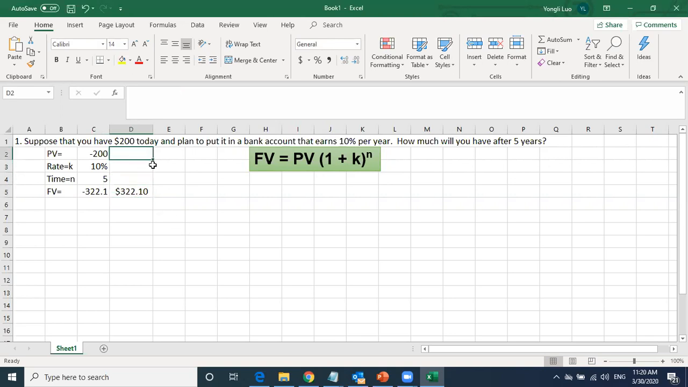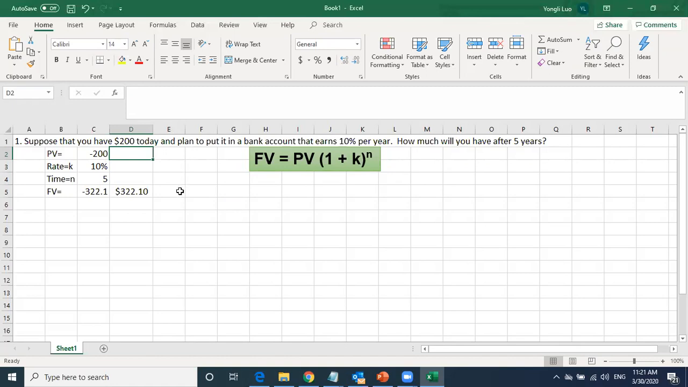So the future value will be positive. Why is this a cash outflow? The present value we consider to be your investment, and the future value we typically consider to be your revenue or your profit. So it's a cash flow out and a cash flow in; they go in different directions. I hope you understand this. Any questions? Feel free to ask me questions.